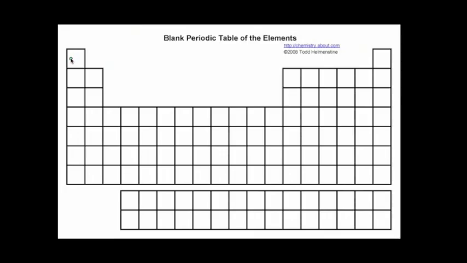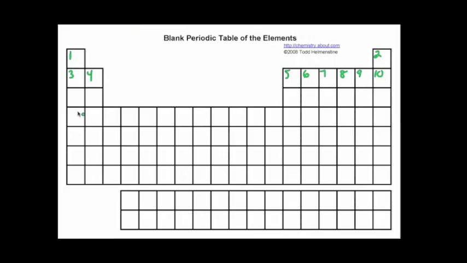Now here's a blank periodic table of elements. Now we said that the elements are organized in order of increasing atomic number. So if we start at the top left-hand corner, the element that has an atomic number of 1 goes here. Atomic number of 2 goes here. Then we drop down to the second period, and atomic number of 3, 4, 5, 6, you'll see it goes up to 10.